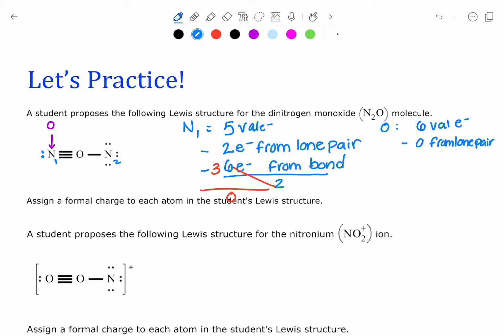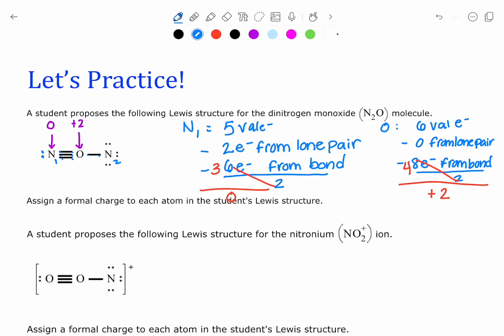And then for bonds, it has 1, 2, 3, 4, 5, 6, 7, 8 electrons that are wrapped up in bonds, so minus 8 electrons from bonds, which we are going to divide by 2, which we can simplify then to 4. So we have 6 minus 0 minus 4, so that gives us a charge of plus 2. So that oxygen has a formal charge of plus 2.